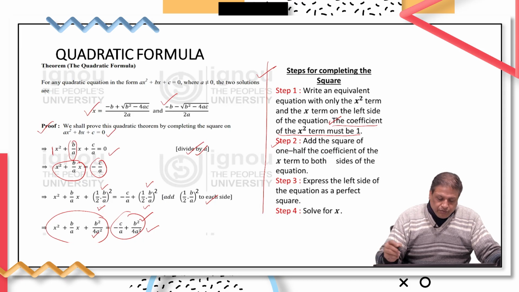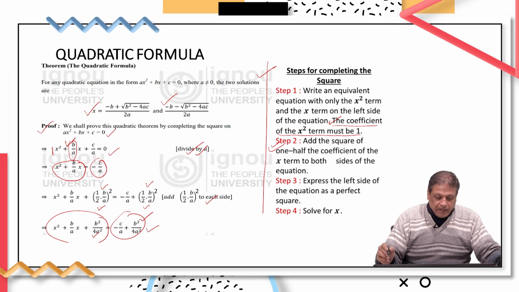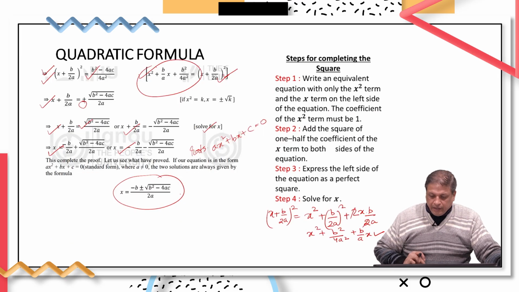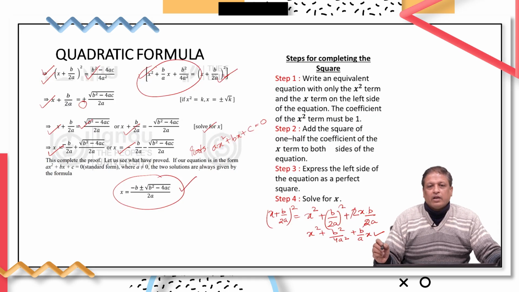Now after that we perform the second step, that is, add the square of 1/2 of the coefficient of the x term. What is the coefficient of the x term? It is b by a, and the square of 1/2 of the coefficient of the x term is added on both sides. And then we solved and we got the quadratic formula. I hope you understood how we got the quadratic formula.